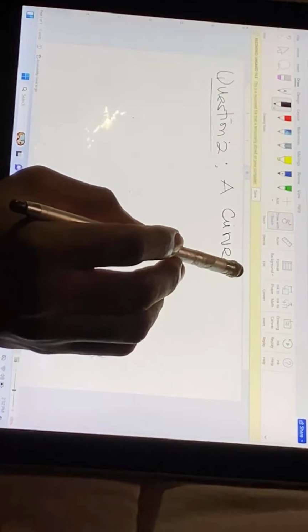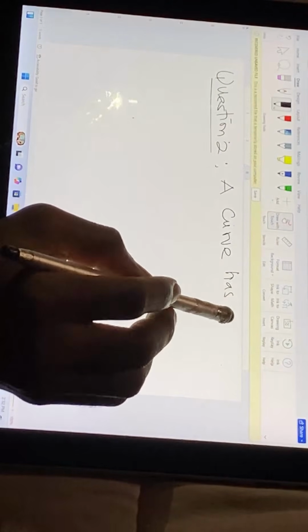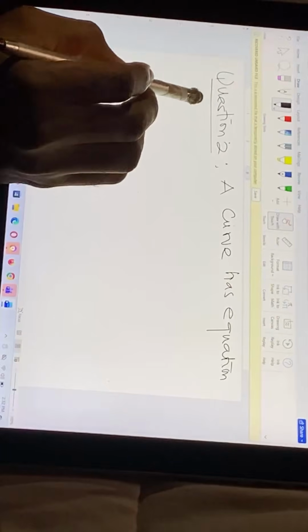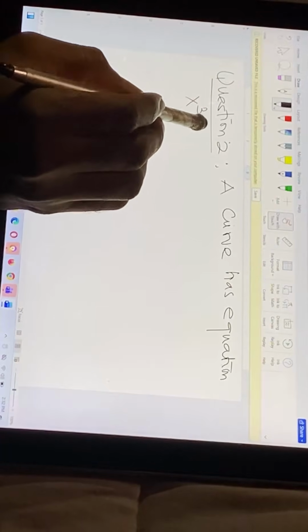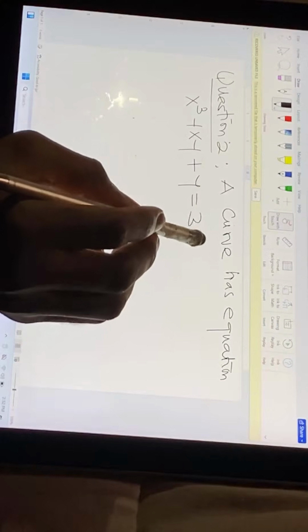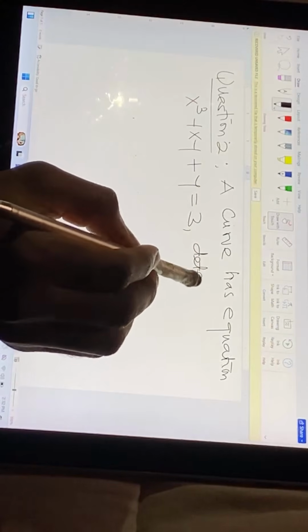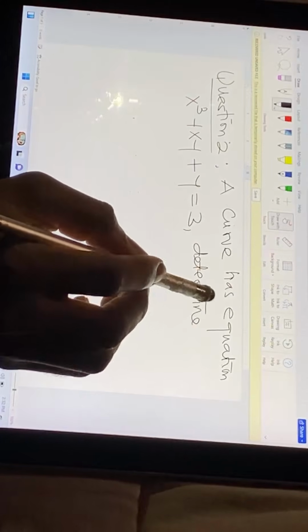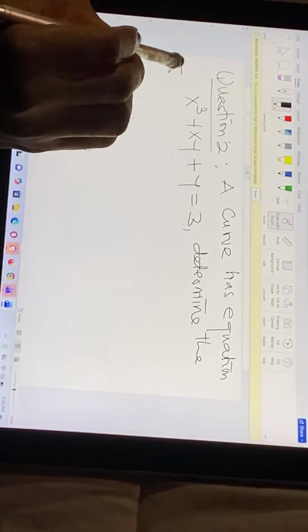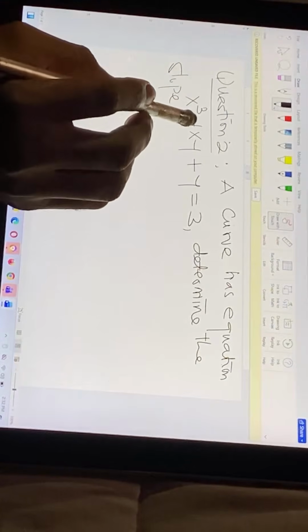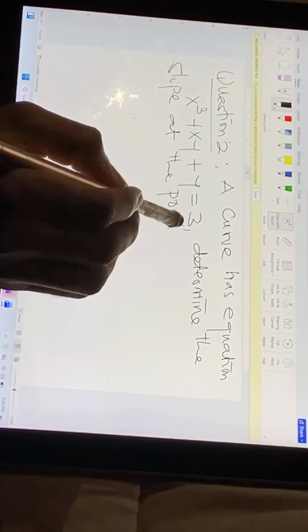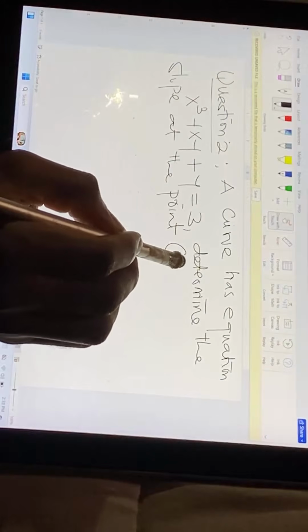So they said a curve has equation s raised to the power of 3 plus sy plus y equal to 3. Determine the slope at the point 1, 1.